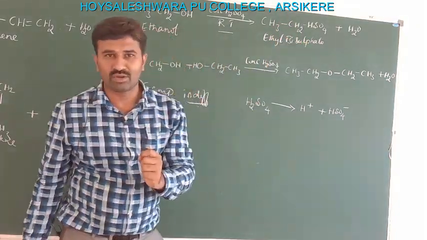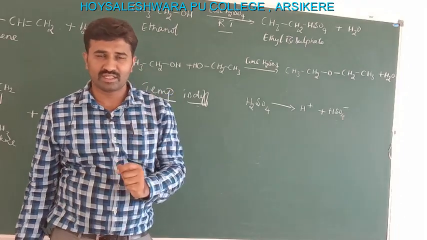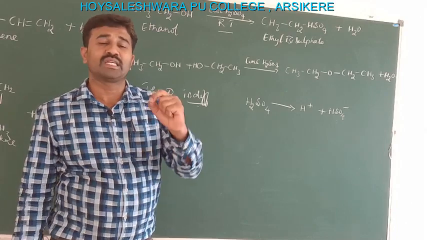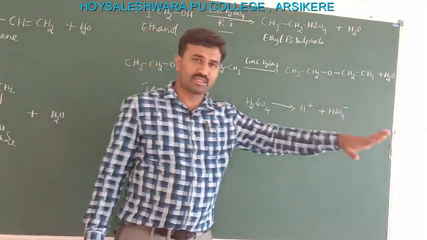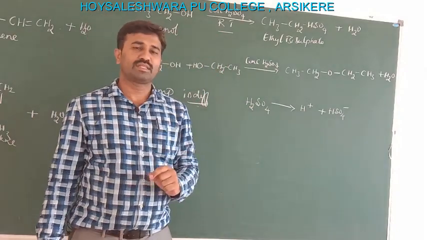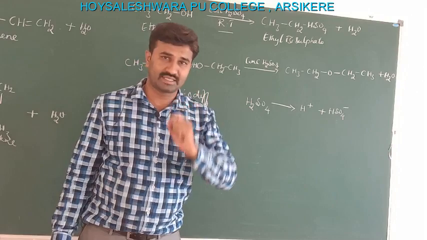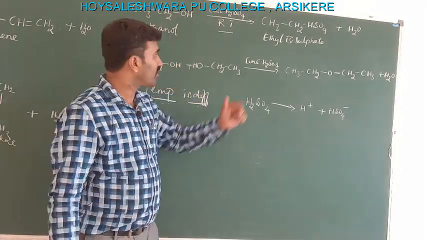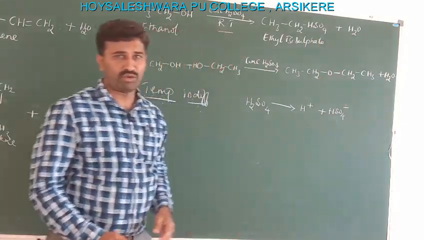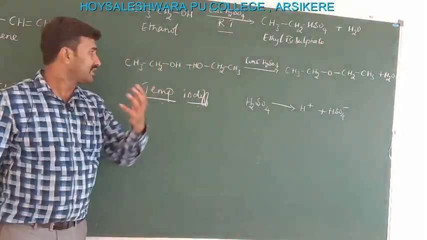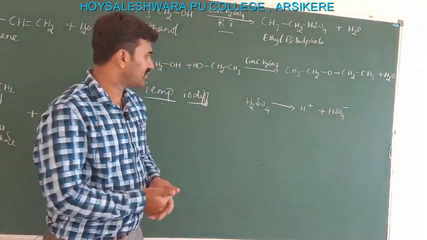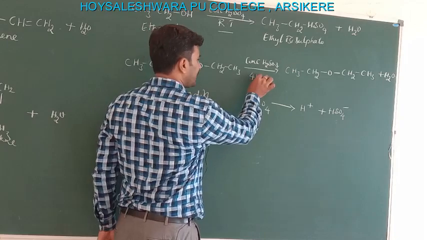So, ethyl alcohol reacts with concentrated sulfuric acid under different reaction conditions. At 443 Kelvin, it forms ethene, no doubt about that. At the same time, ethyl alcohol reacts with concentrated sulfuric acid at room temperature to form ethyl bisulfate. The product is different, but in both cases there is removal of water. And in another condition, the same ethyl alcohol reacts with concentrated sulfuric acid at 413 Kelvin.